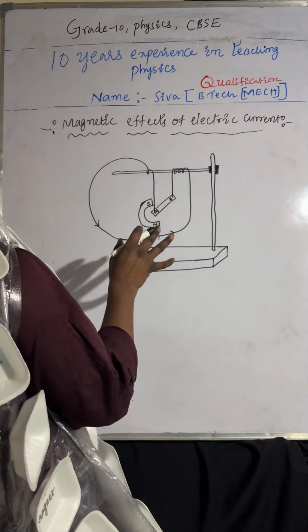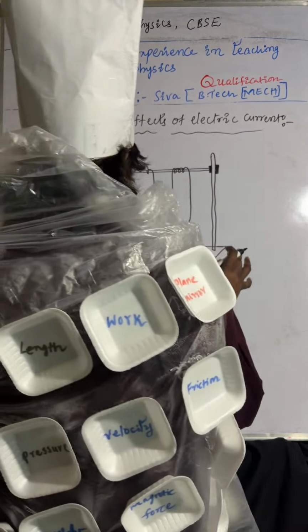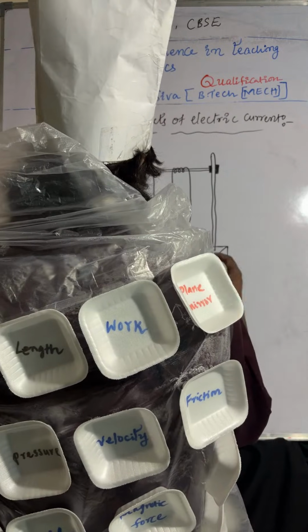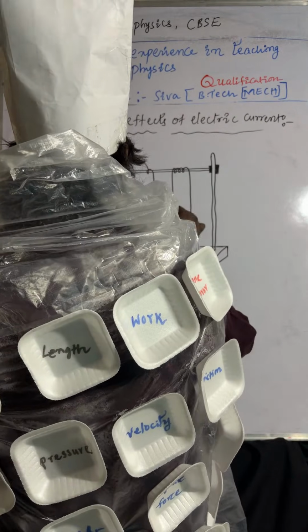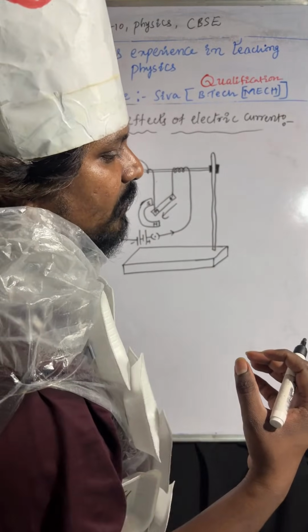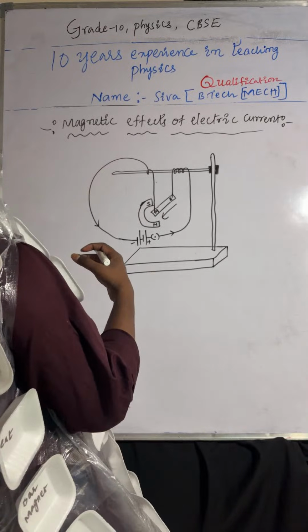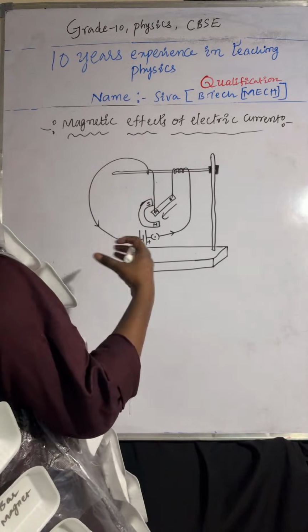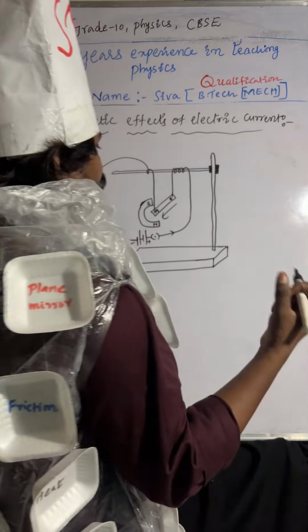Okay, understand. Now you can see a current carrying conductor placed in the external magnetic field experiences a force. Understood or not? A current carrying conductor placed in the external magnetic field experiences the force.